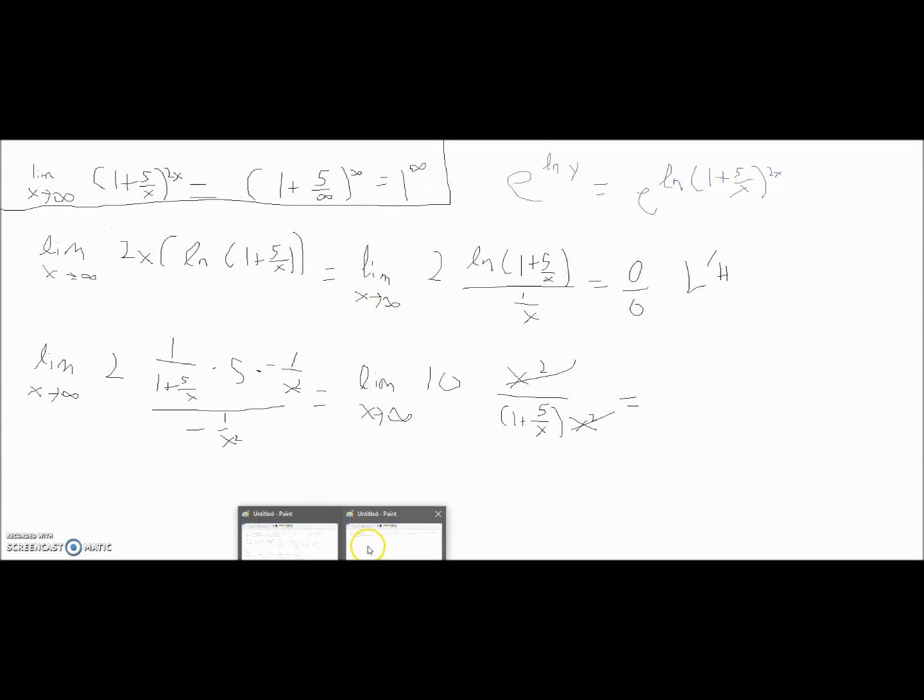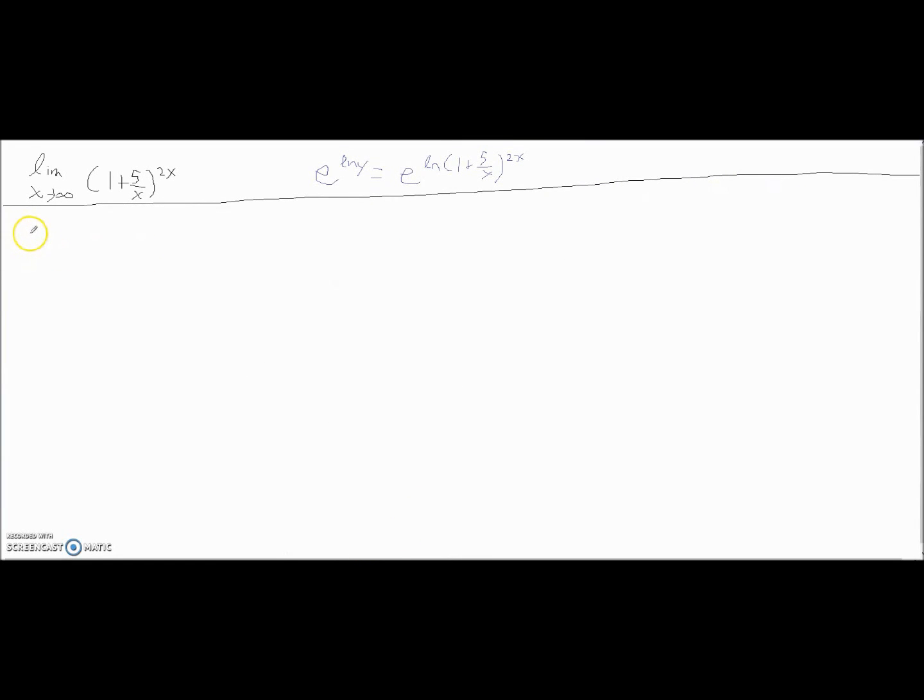I'll go over to the next page and do it, and leave myself a little more space. So all we're left with is 10. I'll pull it to the outside of my limit. And then over here we have 1 over 1 plus 5 over x, and we have pretty much made it. You take this limit, this goes off to 0, you're left with 1 in here. So in general, you're left with 10.